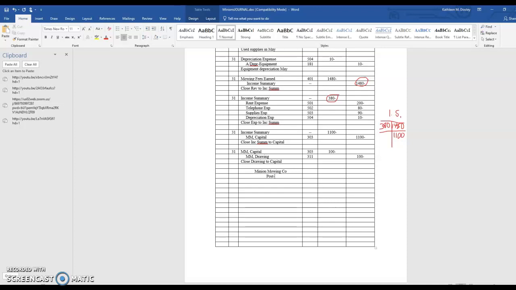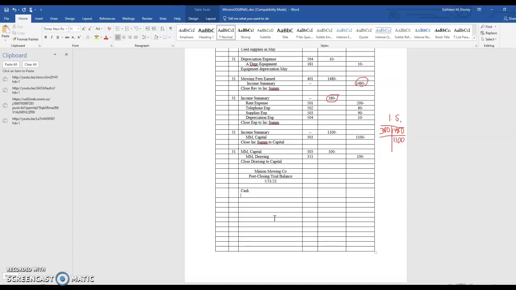This is a post, means after closing, trial balance. And this is for May 31st. Okay, we're going to list our accounts that still have a balance.